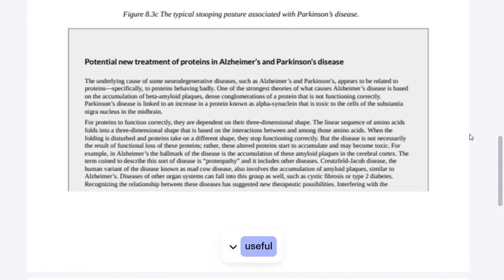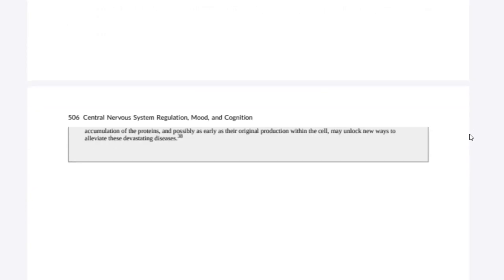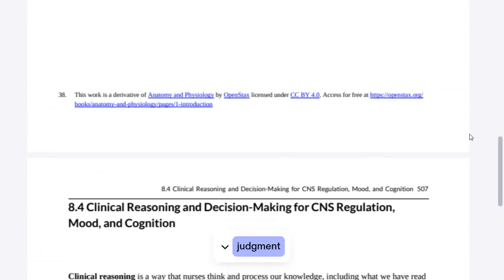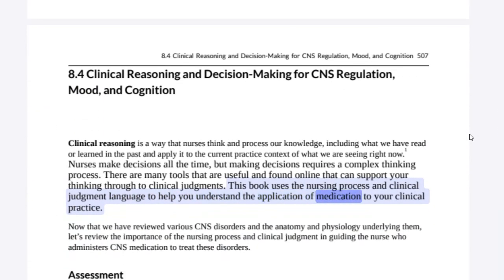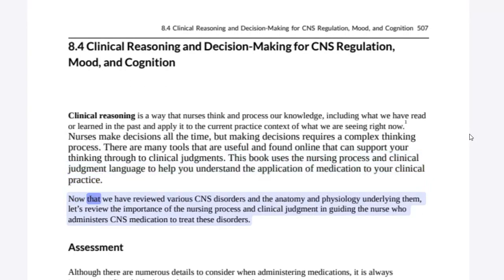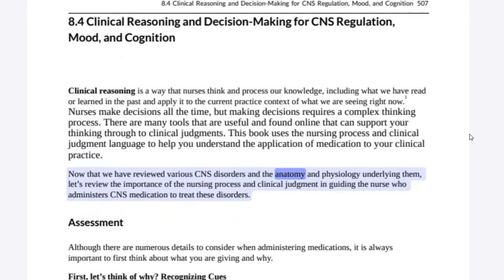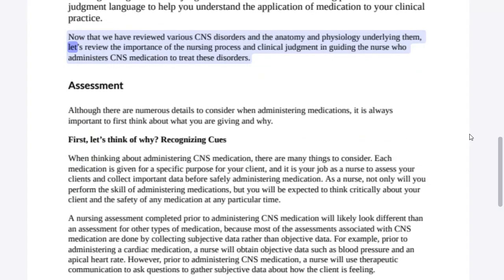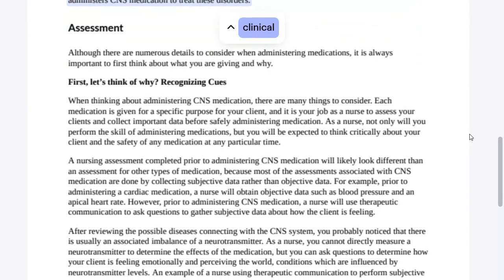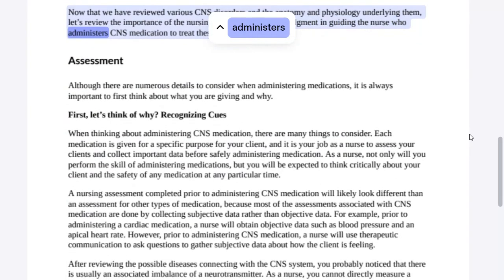There are many tools that are useful and found online that can support your thinking through to clinical judgments. This book uses the nursing process and clinical judgment language to help you understand the application of medication to your clinical practice. Now that we have reviewed various CNS disorders and the anatomy and physiology underlying them, let's review the importance of the nursing process and clinical judgment in guiding the nurse who administers CNS medication to treat these disorders.